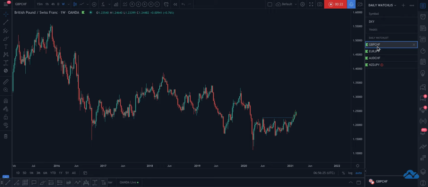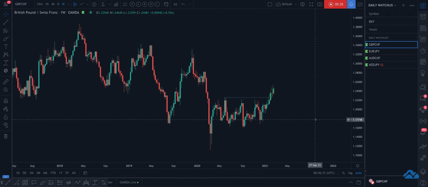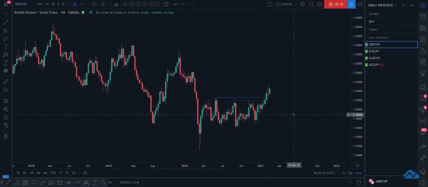So at the moment, pound Swiss is at the top of the list, and we start off on the weekly chart as per usual. And you can see, even on the weekly chart, or hopefully you can see, that the reason I was looking at this is because we have these highs that have been tested multiple times. 1, 2, 3. So this to me represents a high area of value for a sell.